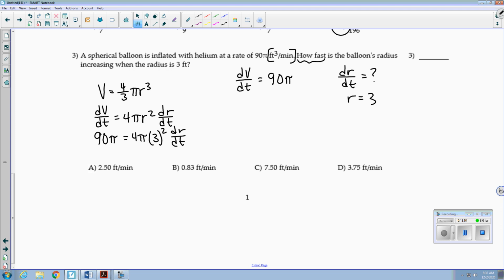So we're going to have 9 times 4, which is 36. So we're going to have 90 pi divided by 36 pi equals dr/dt. So those pi's cancel, and 90 over 36 will get us 72 times 2, we have 18 left, so 2.5 feet per minute. So a radius is a linear measurement. It's a one-dimensional measure, so I just want a singular exponent value on that label. So we have feet per minute. So just in case you saw other 2.5 options, make sure we take that into account.